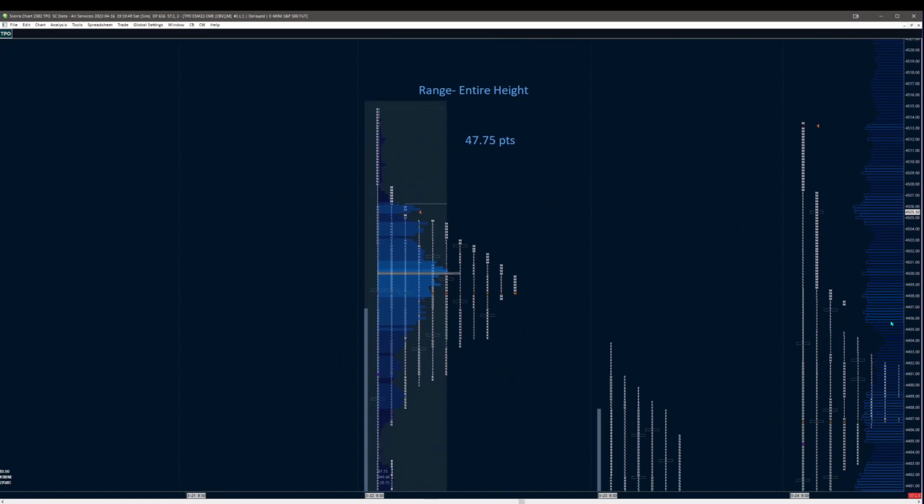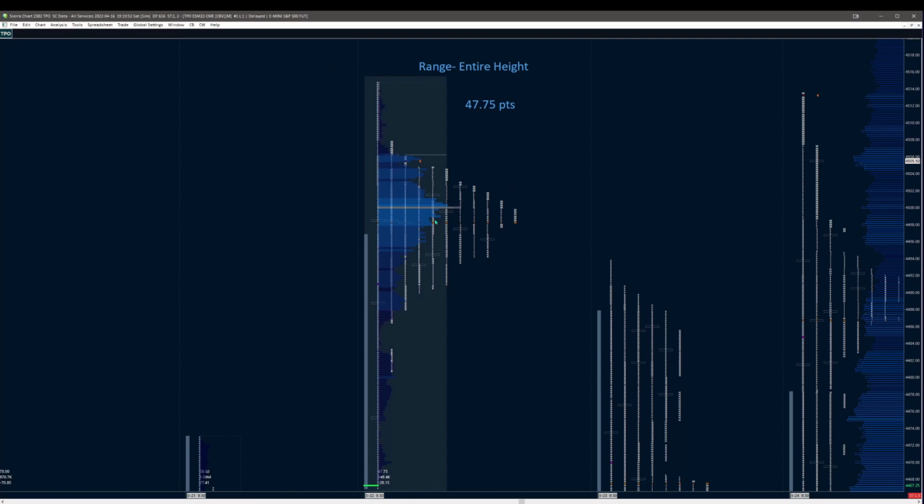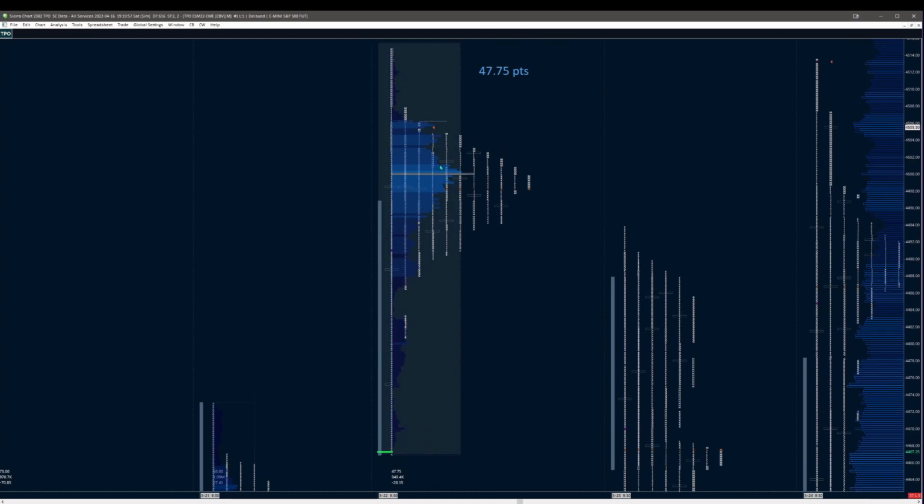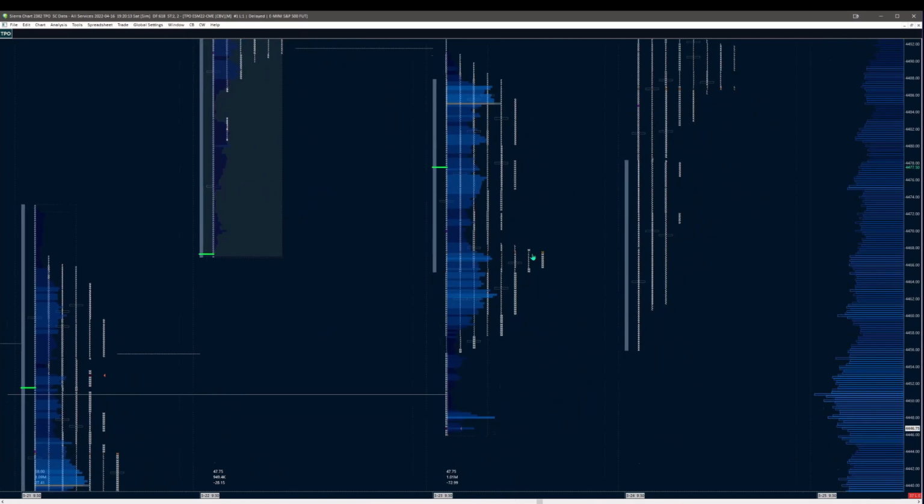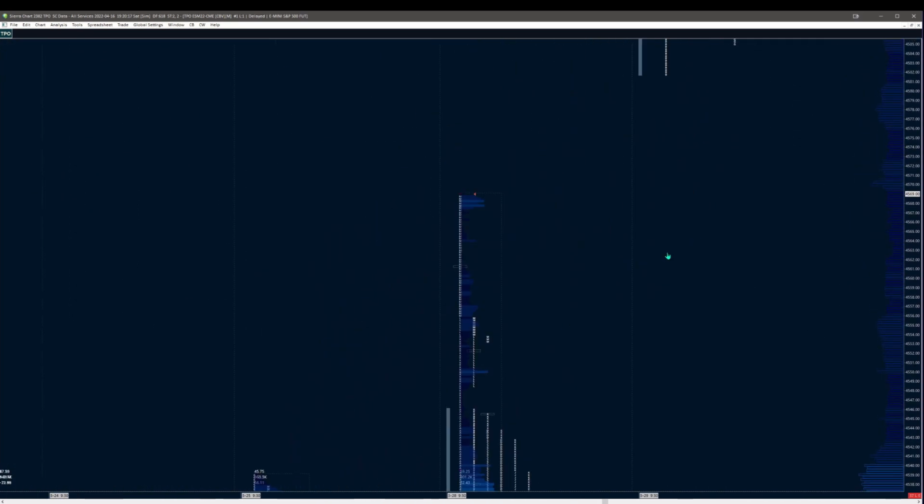We use as well the importance of range, which is the entire height of the profile from the lowest low to the highest high of the day. In this case, it was 47.75 points, each letter being 1 tick, 4 letters equaling 1 point.